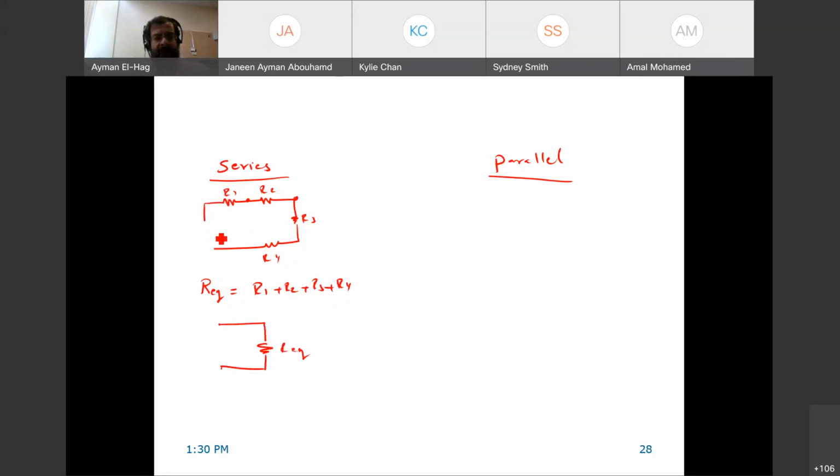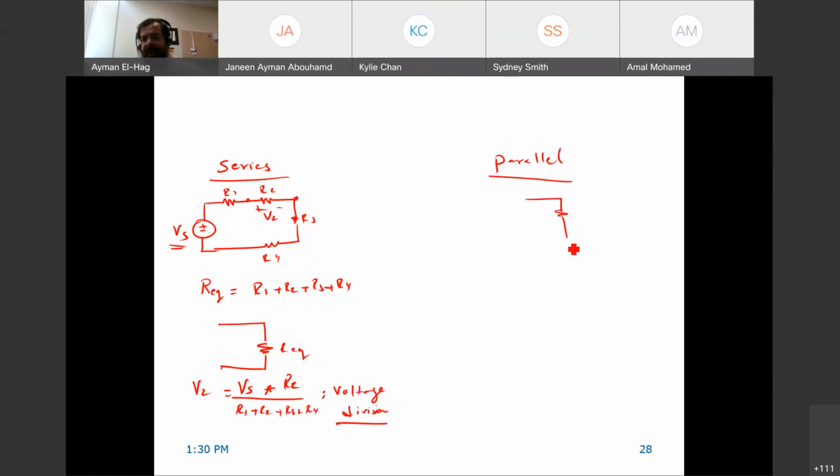Then we said if we have a voltage source here, Vs, and I want to have the voltage at R2, I will call it V2, then V2 is equal to Vs, the main supply, times R2, which is the resistance of interest, divided by the summation of all resistors, R1 plus R2 plus R3 plus R4. Now, for this to happen, the voltage source has to be also in series with all the resistors, and we said that this is voltage division, another shortcut.